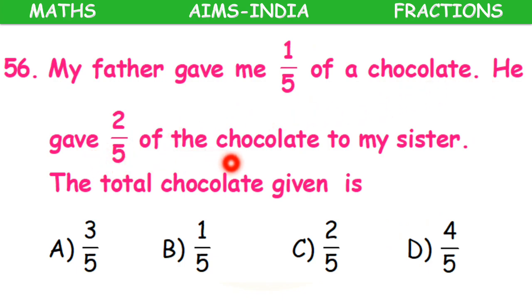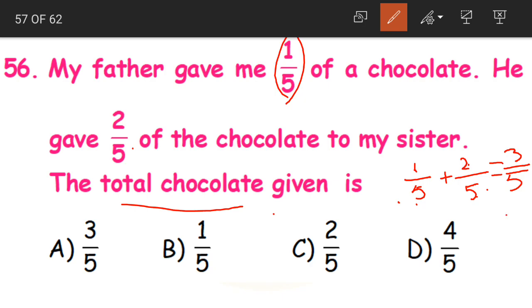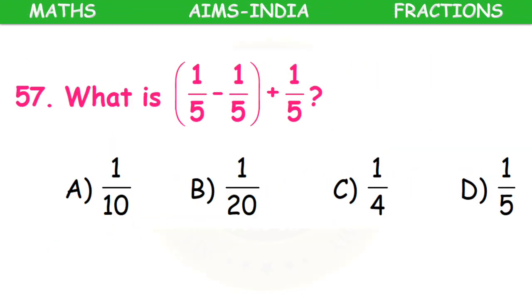Next, my father gave me 1 by 5 of a chocolate. He gave 2 by 5 of the chocolate to my sister. The total chocolate given is dash. Now what is he saying? First, the father gave 1 by 5 and then he gave 2 by 5 to my sister. So when we add, we'll get the total chocolate given. Yes. So 1 plus 2 is 3 divided by our common denominator 5. So father gave 3 by 5 of the chocolate, distributed 3 by 5 of the chocolate between me and my sister.